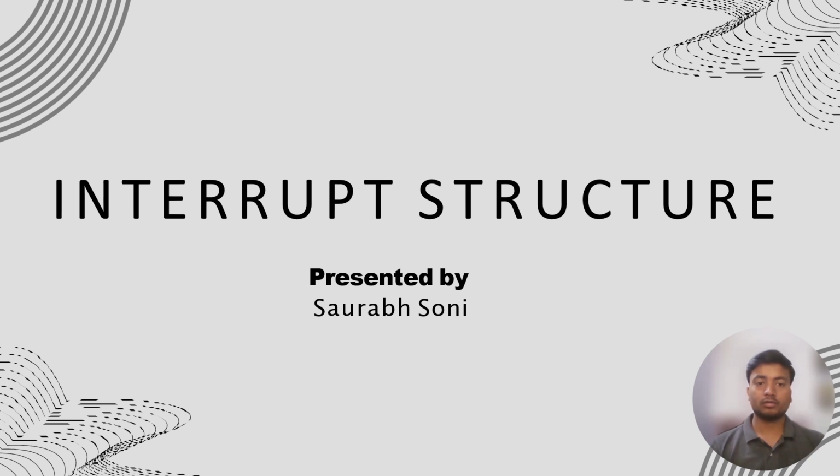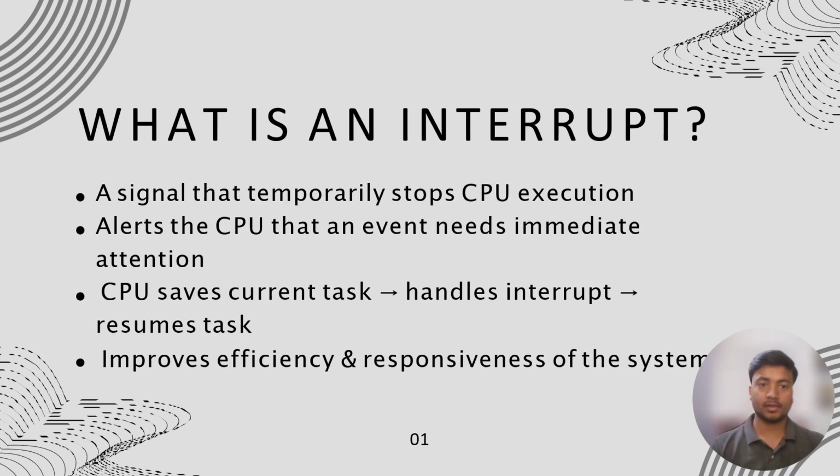Today we are learning about interrupt structure. So, what is an interrupt? First, a signal that temporarily stops CPU execution. Second, it alerts the CPU that an event needs immediate attention. Third, the CPU saves the current task, handles the interrupt, and resumes the task. Fourth, it improves efficiency and responsiveness of the system.